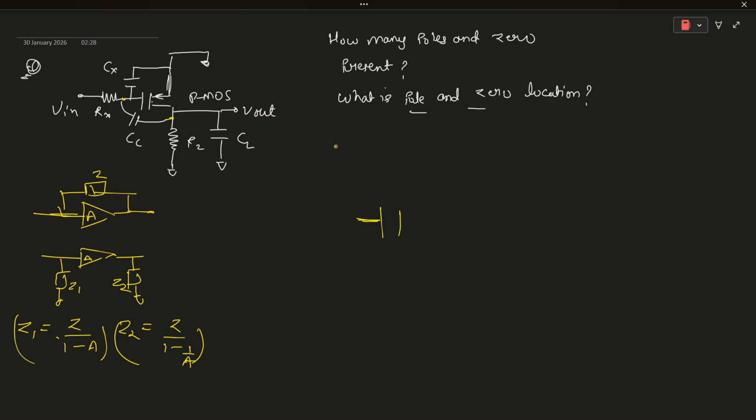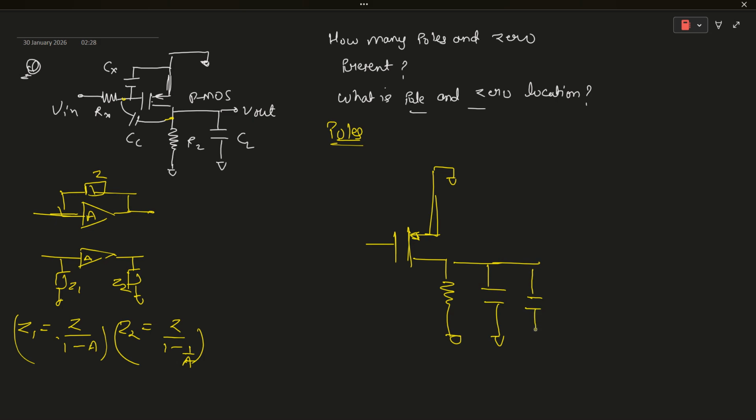Now for the poles. First we are finding poles, because poles are the simpler one. We will make the circuit again. This is our PMOS, and this is connected to the ground and resistance, and this is capacitor CL, and there is one other capacitor. I will denote this as C double dash, due to this splitting of capacitance CC.